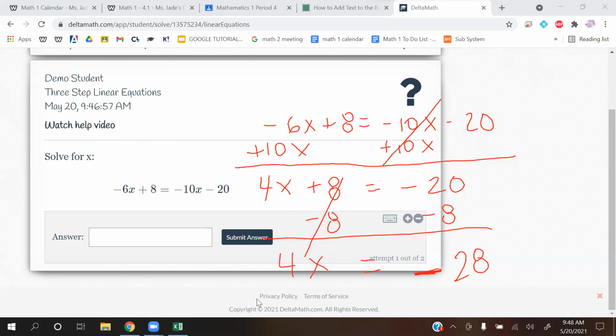After that, x is being multiplied to 4. Remember, if there is no symbol in between the 4 and the x, it's just 4x. If there's no symbol, that means they're multiplied. So how do you get rid of multiplying? It's the opposite of multiplying. It's dividing. So I'm going to divide by 4 on both sides. That can cancel out. I'm just going to write it to the side. X equals negative 28 divided by 4 is negative 7. So my final answer for this one is negative 7.